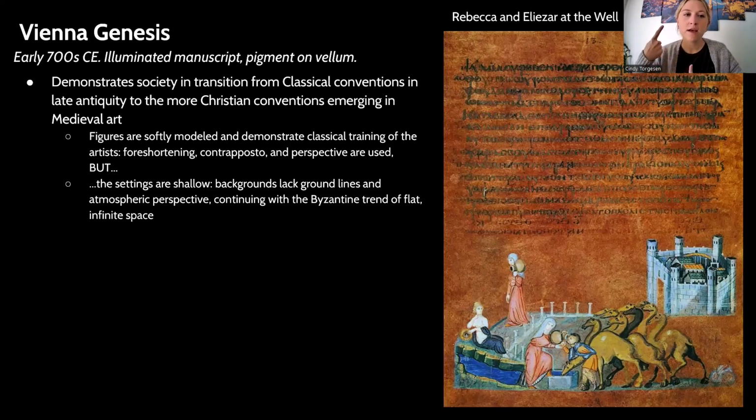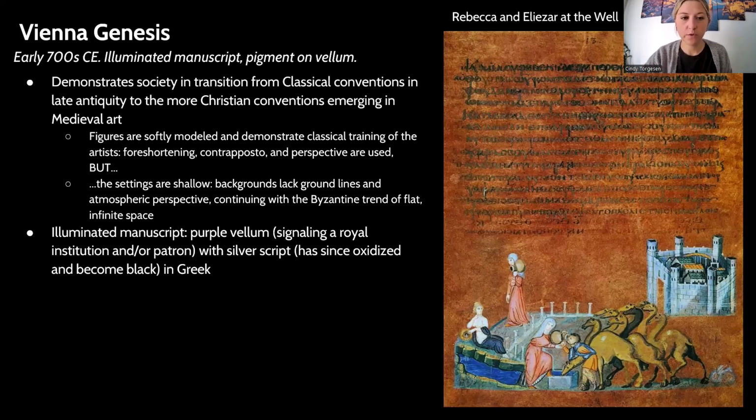We see foreshortening, contrapposto, and perspective being used. These are all classical conventions, attempts towards realism. But we also see that this attempt at perspective is pretty shallow, and the backgrounds don't have ground lines, and there's no atmospheric perspective. All of those things give us a sense that this is Byzantine. So again, we're in this transition period between the two.